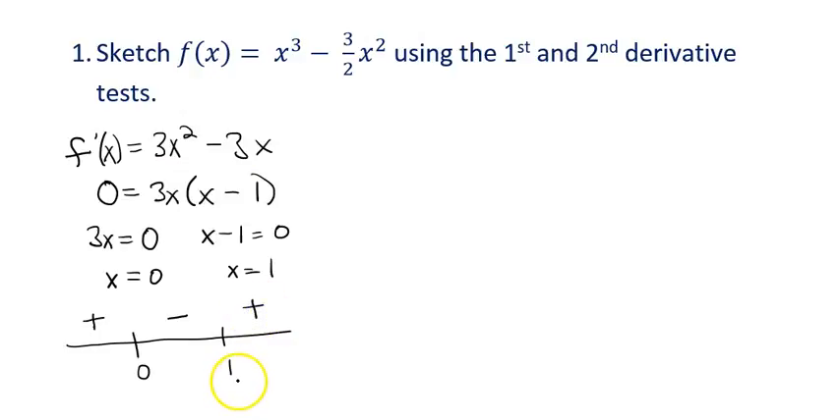What does this tell me? Well, this goes back to where we were talking about graphs. When the derivative is positive, what do you know about the graph? It's increasing. When the derivative is negative, what's the graph doing? Decreasing. And we know if it changes from positive to negative, you have a max. If it changes from negative to positive, you have a min.